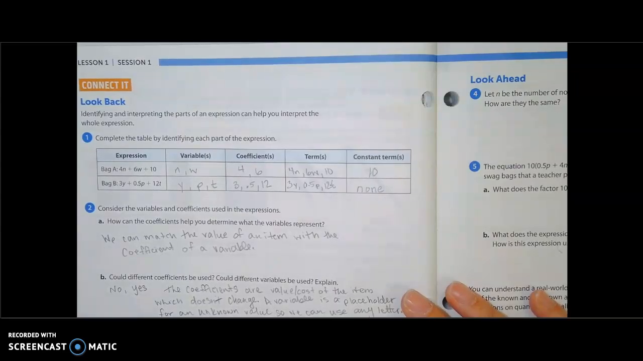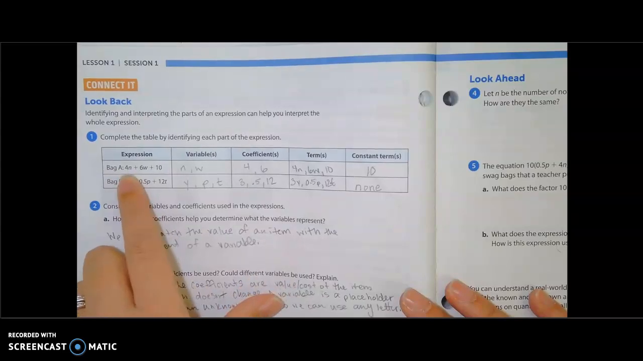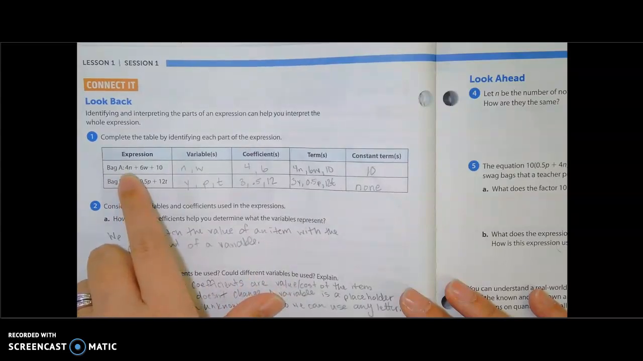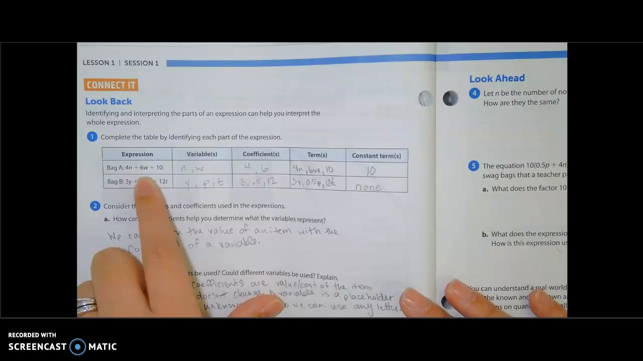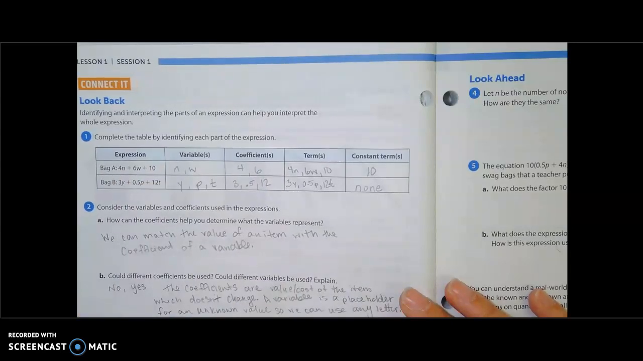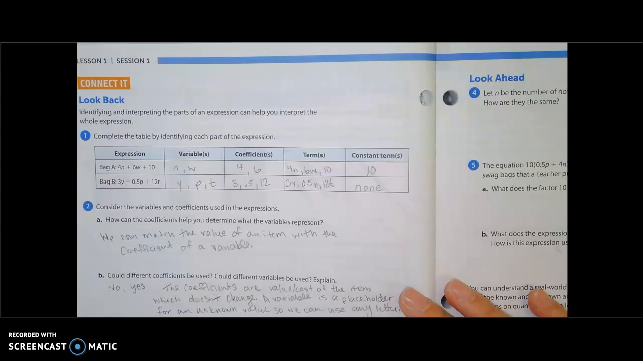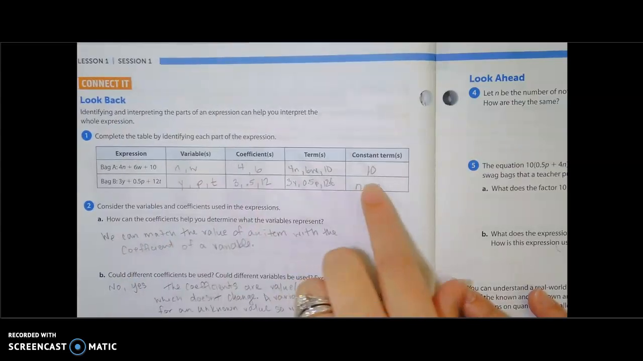When it comes to terms, terms are the things we string together: numbers, variables with coefficients. We string them together with addition and subtraction. So the terms for the expression in bag A are 4N, 6W, and 10. I'm not putting the pluses between, I'm just listing out the terms. A constant is a term that has no variable with it, because it will be that way all the time no matter what the variable is, and in this case that was 10.